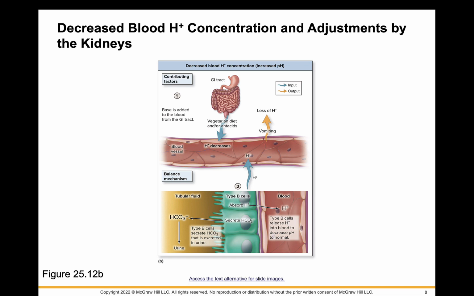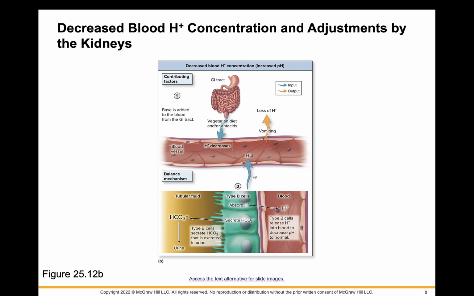And so once again, we're looking at the input of base, and this could be from a vegetarian diet because if we look at fruits, vegetables, but also wheats and other plants and bases, they tend to be alkaline in nature, or we might actually consume antacids. This results in a decrease in hydrogen ion. Another potential would be vomiting. And remember, the acidic contents of our stomach are lost through this process.